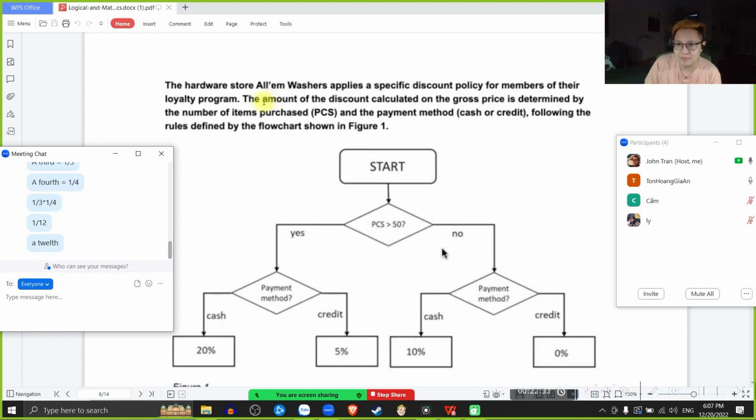The amount of the discount calculated on the gross price, determined by the number of items purchased and the payment method, following the rule defined by the flowchart shown in figure 1. Determined, pronounced with the -ed ending as a d sound.